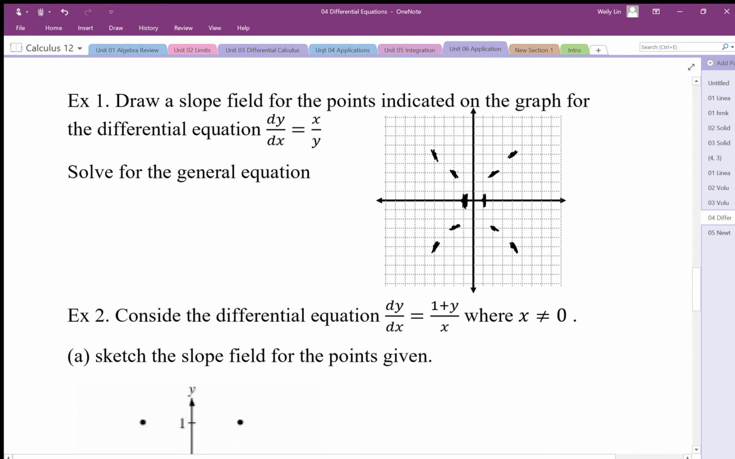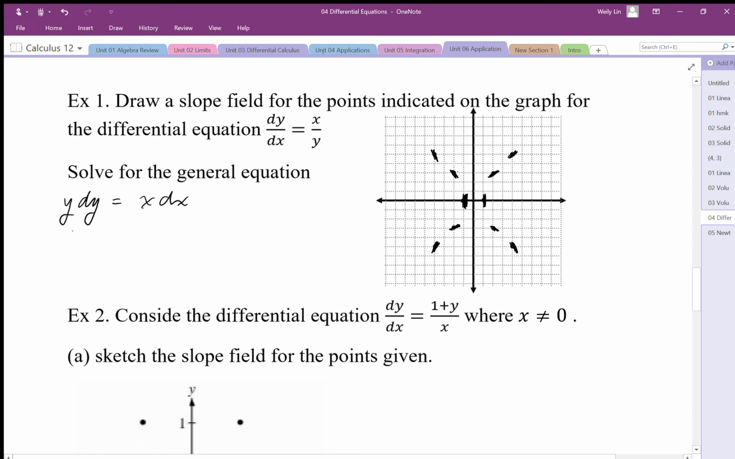So we end up getting these. We could have a whole field of this, but that would take a long time. But we can at least find slope sections at any given point by just plugging into the slope equation. So we also want to solve this general solution. So if I solve this, I'm going to separate and integrate.